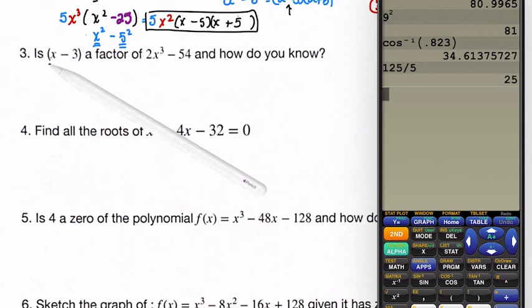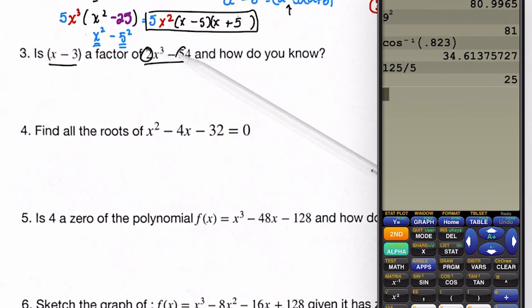The question is asking, is x minus 3 a factor of this polynomial? So we need to factor it. Well, the first thing I would notice is that they're both divisible by 2. So we could take a 2 out and make this smaller. But we don't really need to.